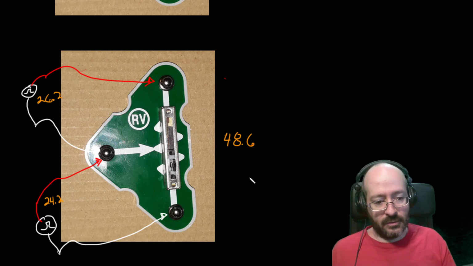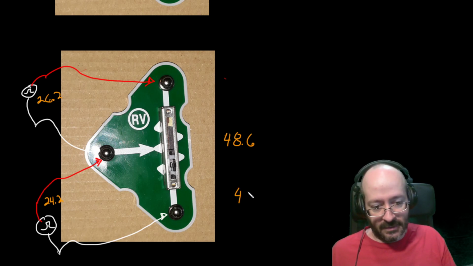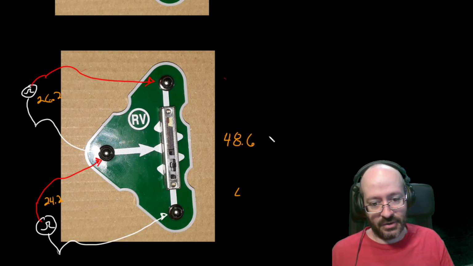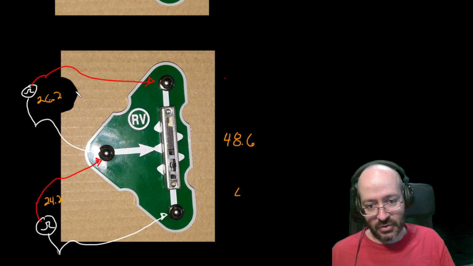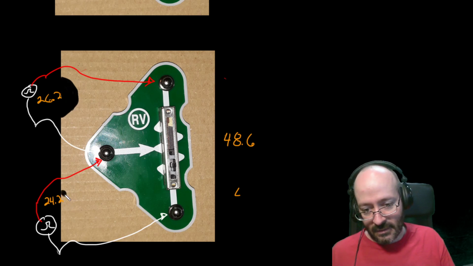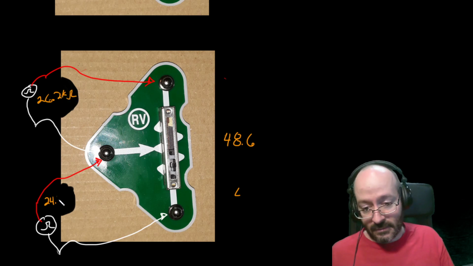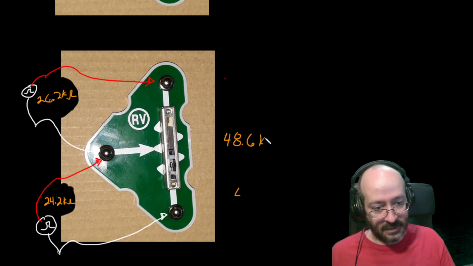Okay, so what should happen is these two over on the left should add up to the one on the right. So let me be good and write my units out correctly so that I can try to get you to have good habits early on. Writing a unit with it is really important, and it's a habit that not many people have. 24.2 kilo ohms and 48.6 kilo ohms.